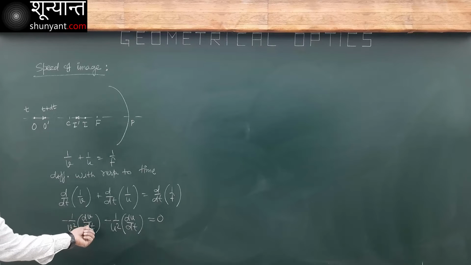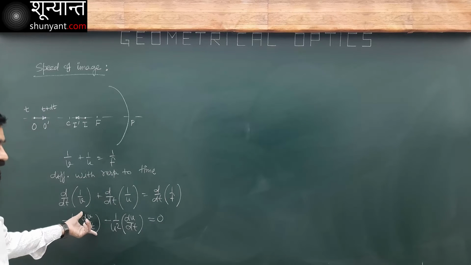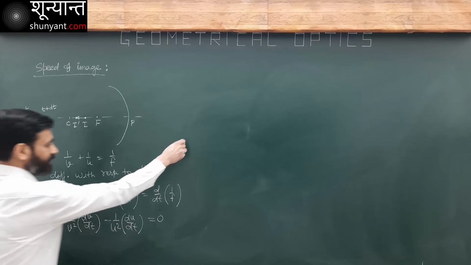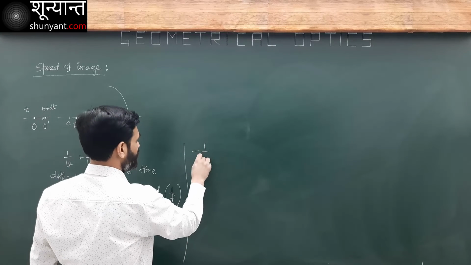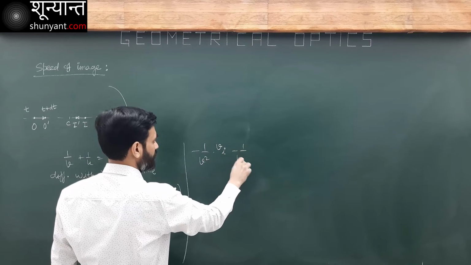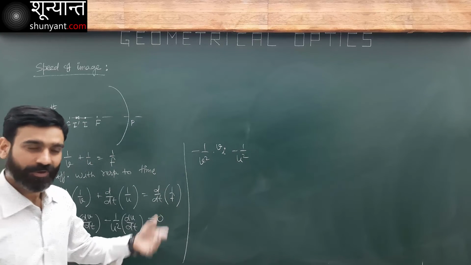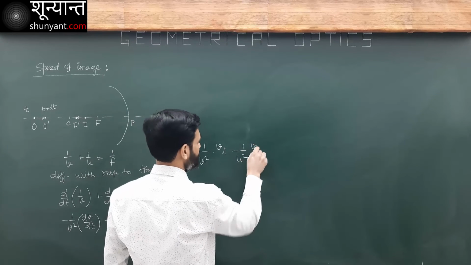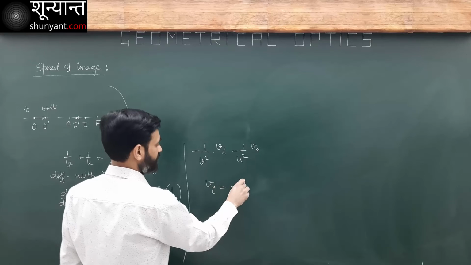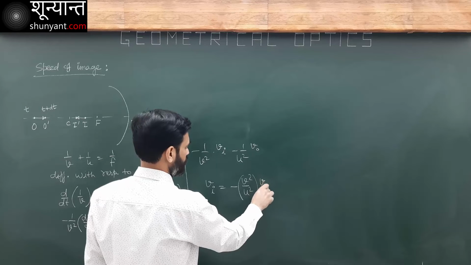dv over dt, rate at which image distance is changing with time. Is it not velocity of image? It is. So this becomes minus 1 over v square into velocity of image, minus 1 over u square, rate at which object distance is changing. It is object velocity. This is velocity of object. And I have this relation: velocity of image is minus v square over u square times velocity of object.